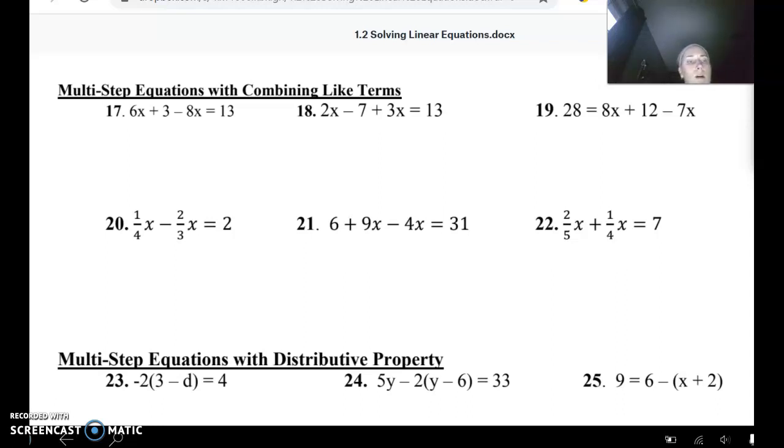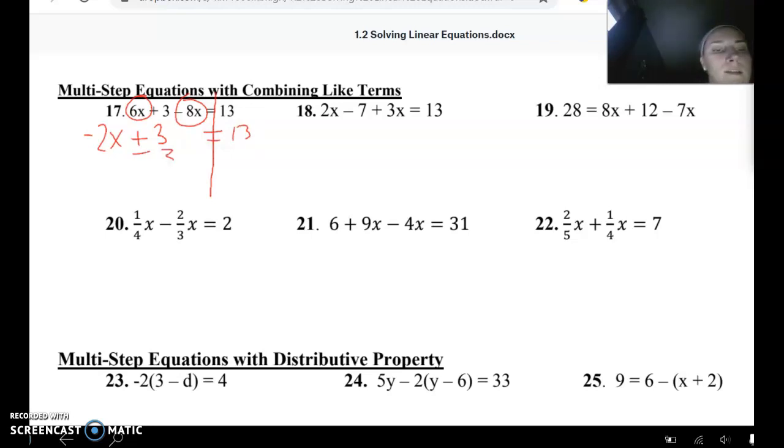So the first one, number 17, I'm going to start by drawing my line, and I'm going to combine. I see a 6x and a negative 8x, so we have negative 2x plus 3 equals 13. I'm going to subtract that 3 from both sides, so we're left with negative 2x is equal to 10. Then we are going to divide both sides by negative 2, and we are left with x equals negative 5.